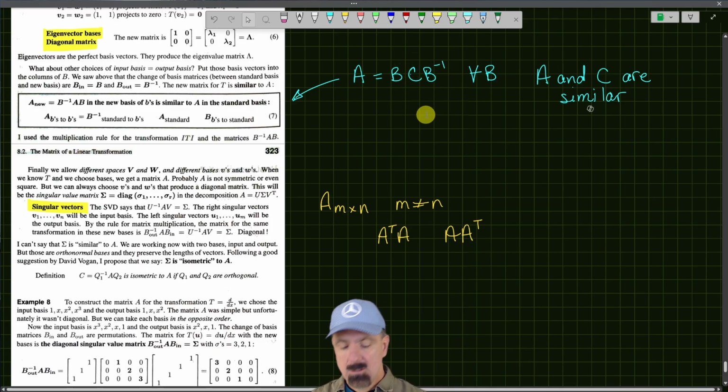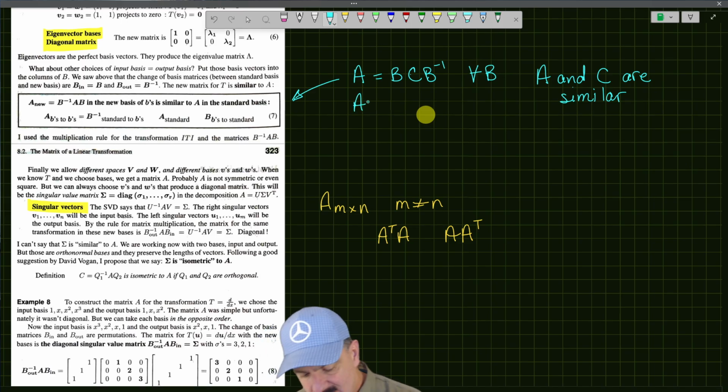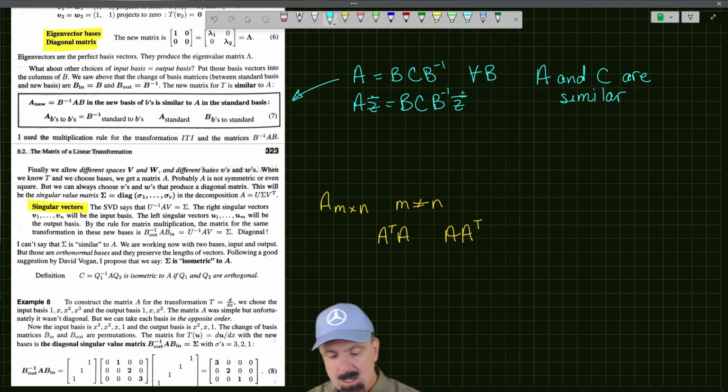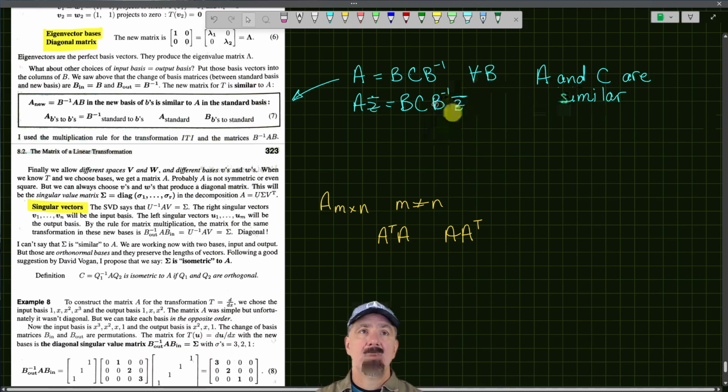And this representation, again, you recall we have A times Z is equal to B C B inverse Z. And this is the change of basis from the standard basis into the new basis B. This is the operation, and this is the transformation back to the standard basis. And whatever the operation is that's happening here is the same operation that A is doing. It's just A is doing it in the standard basis. So the matrices A and C are similar to one another because the operation that they're doing is the same.